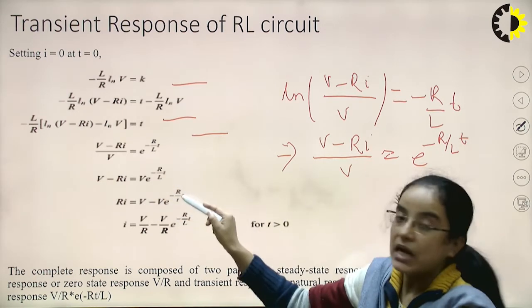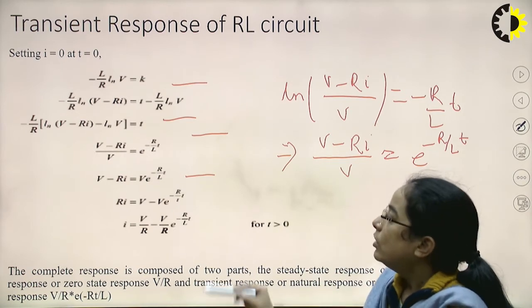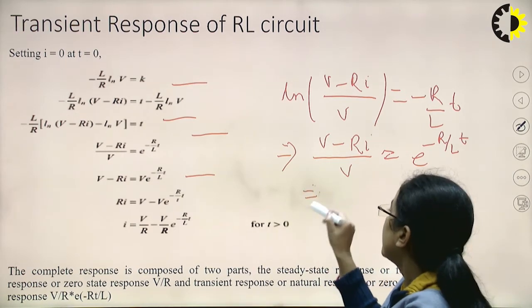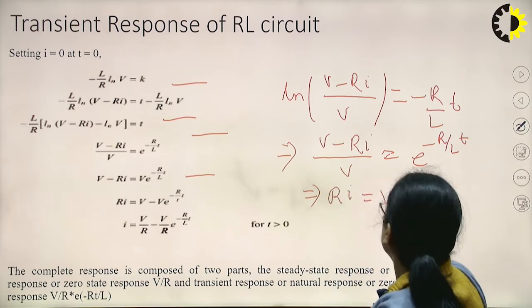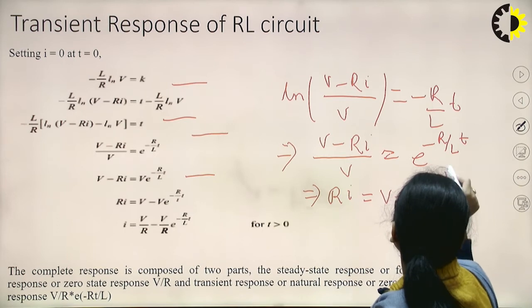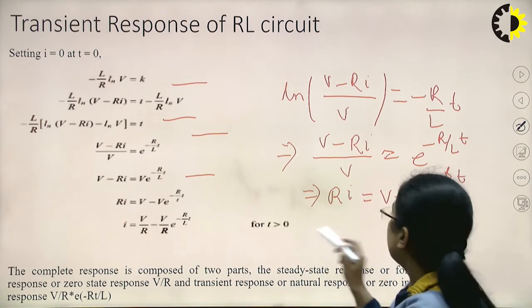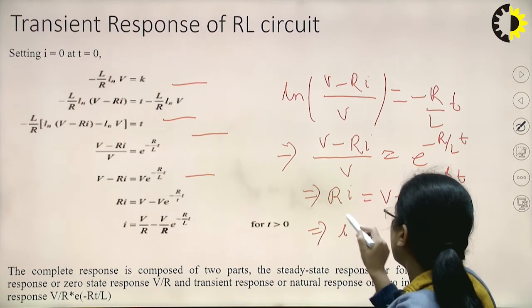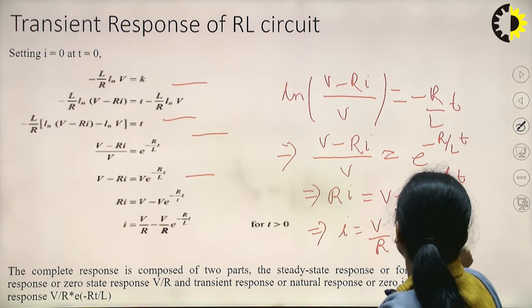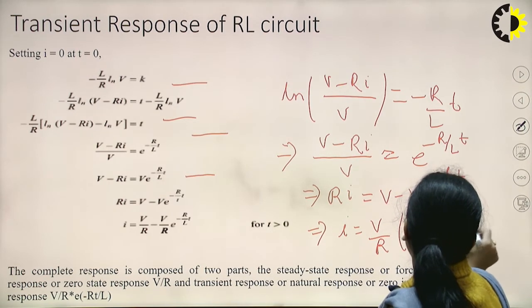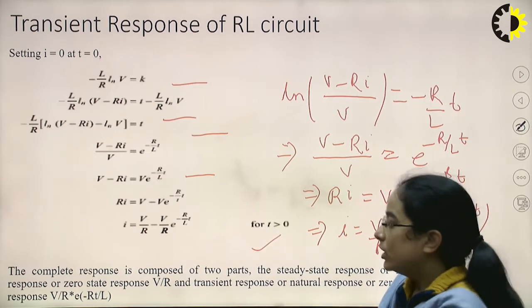So V minus Ri equal to V into e to the power minus R by L into T, or simply we can write this as R into i equal to V minus V e to the power minus R by L into T. Okay. So now i will be V by R (1 minus e to the power minus R by L into T), for T greater than 0.